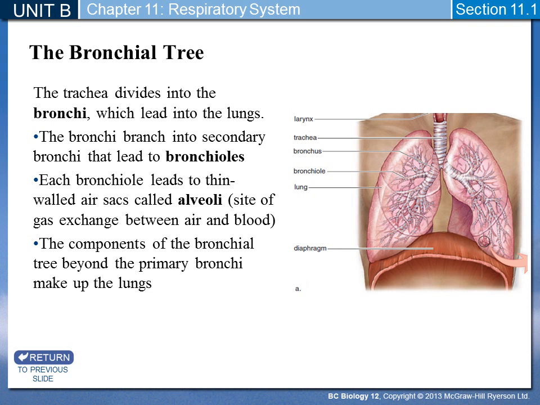Each bronchiole leads to thin-walled air sacs, and these are the alveoli. This is where the gas is actually exchanged between the air and the blood. Alveoli are very, very thin, a single cell thick, and that's where we have diffusion of oxygen and carbon dioxide.